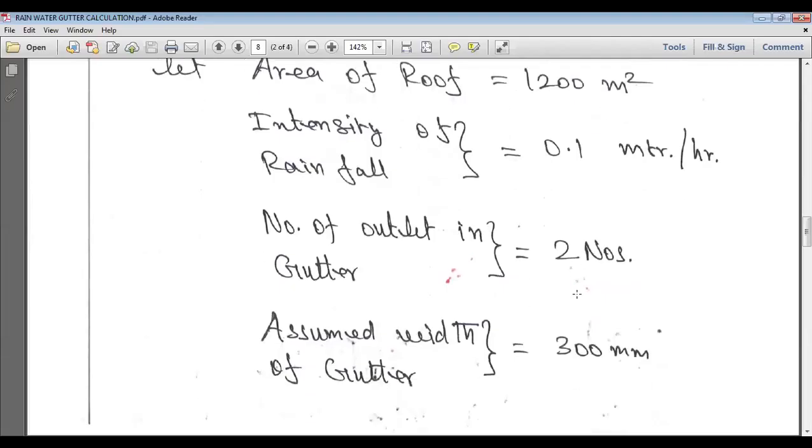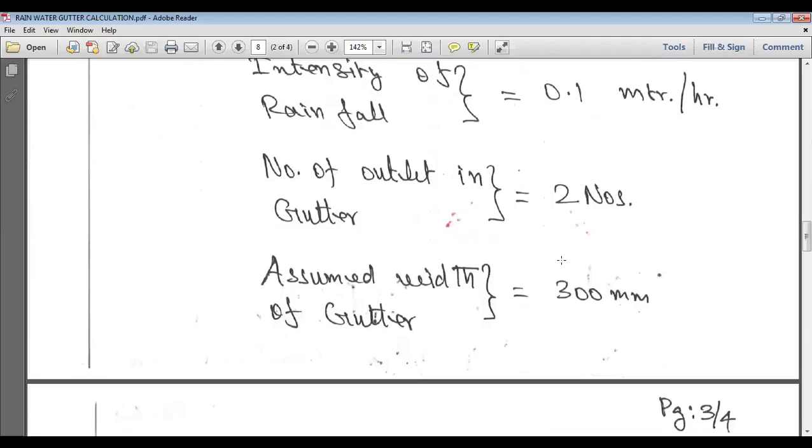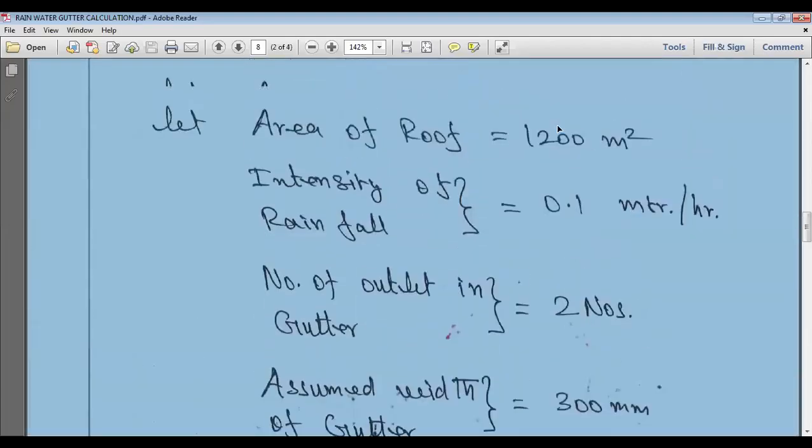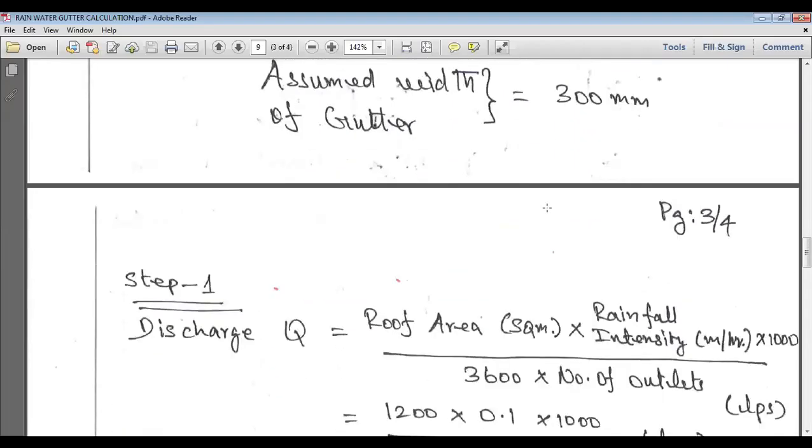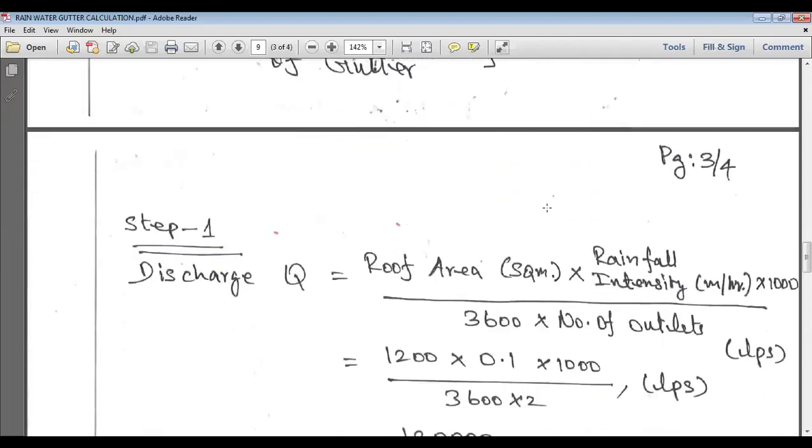We have to first assume the width of the gutter, and then only can we calculate. I have assumed a gutter width of 300 mm for the 1200 area. If it is not okay, I have to go further to 400, 500. Now I assumed 300. By the assumption only, you do the first calculation.